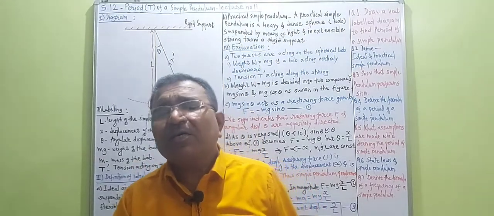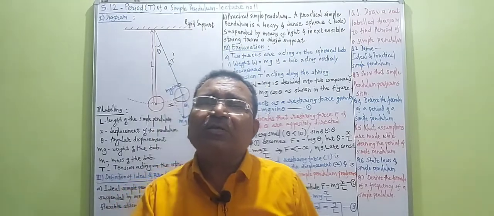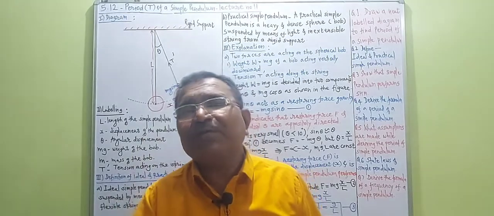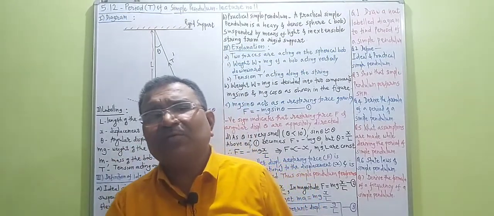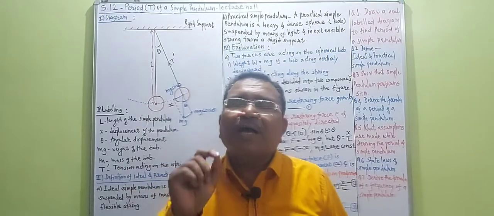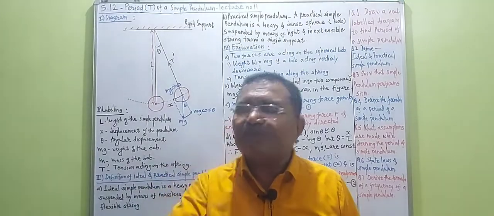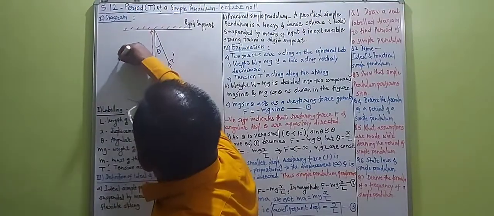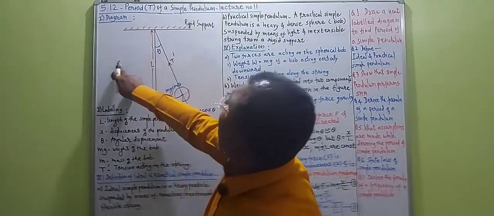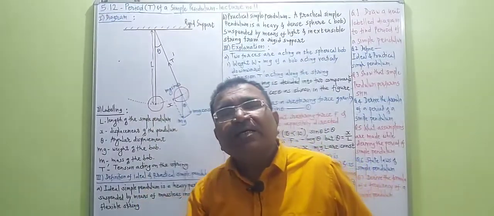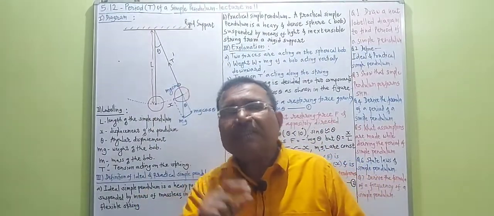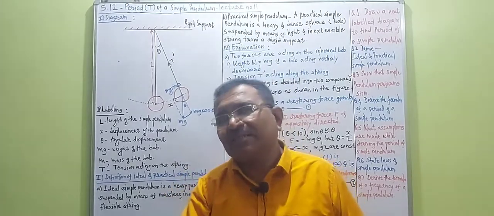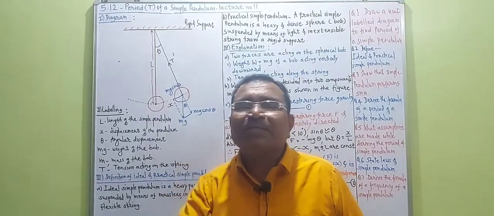But before that, we will have to discuss the first question: the definition of an ideal simple pendulum and a practical simple pendulum. What is an ideal simple pendulum? An ideal simple pendulum is a heavy particle like this. The particle should be heavy, and it is suspended by means of a massless, inextensible and flexible string. We call it an ideal simple pendulum.